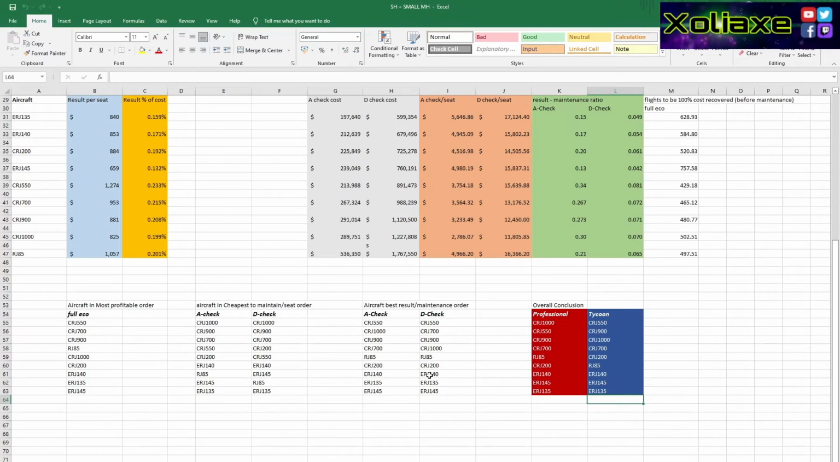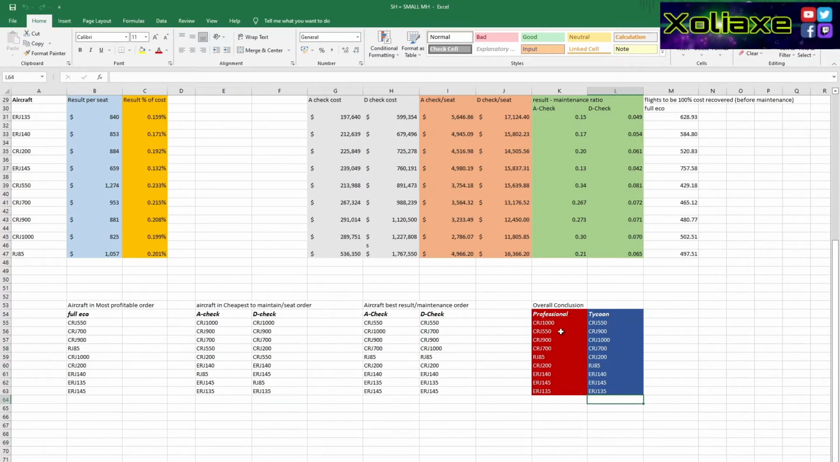For HX, the 1000, it goes down in order again. So 1000, 900, 700. The RJ85 kind of sits nicely in the middle for both here. The 200 is slightly below that, and then the ERJs come in at the bottom. So my overall conclusion for the jet-powered short hauls: basically, avoid the ERJs and stick with the CRJs.